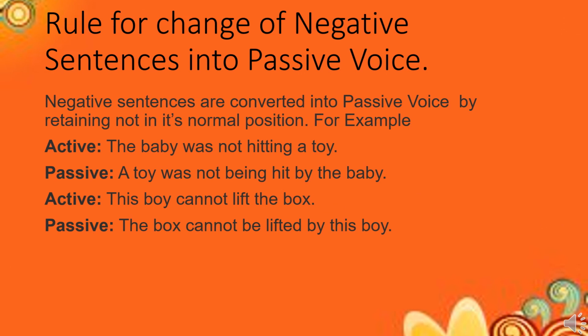Negative sentences are converted into passive voice by retaining not in its normal position. For example, the baby was not hitting a toy changes into a toy was not being hit by the baby in its passive voice. This boy cannot lift the box changes into the box cannot be lifted by this boy in the passive voice.